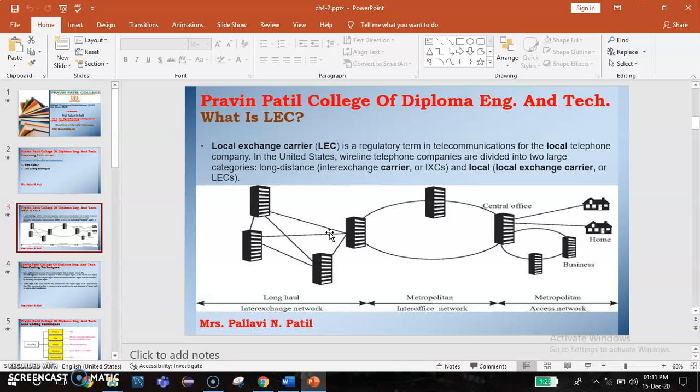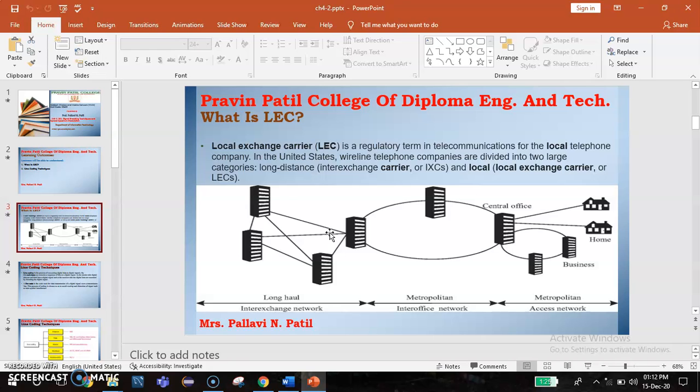A local exchange is the local central office. The local exchange connects to the other local exchange with the local access and transport area, to the inter-exchange carrier, such as a long-distance carrier.